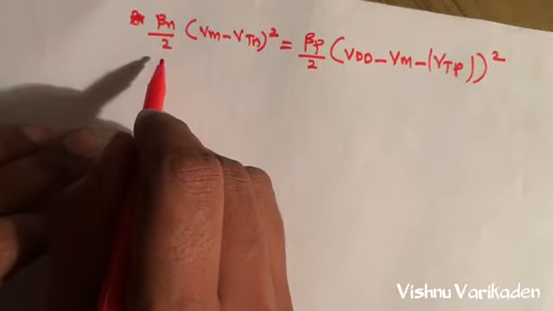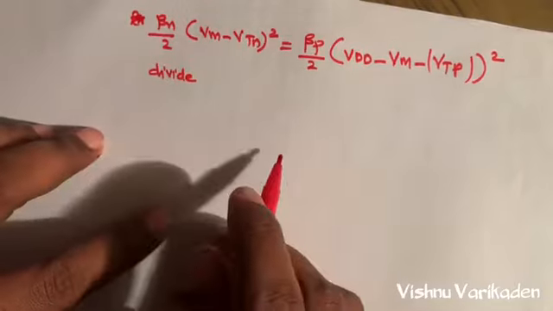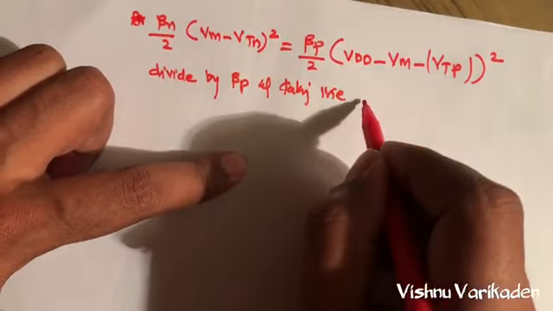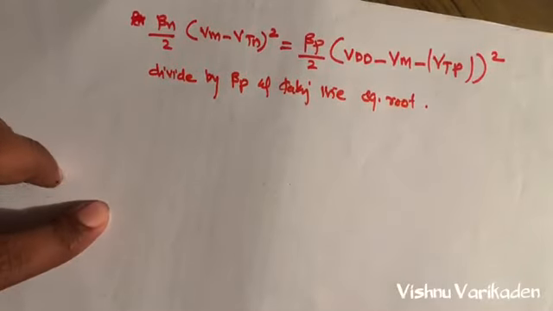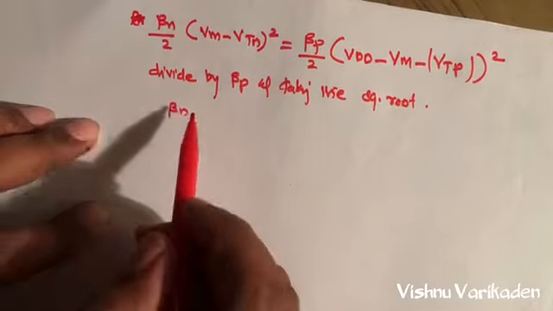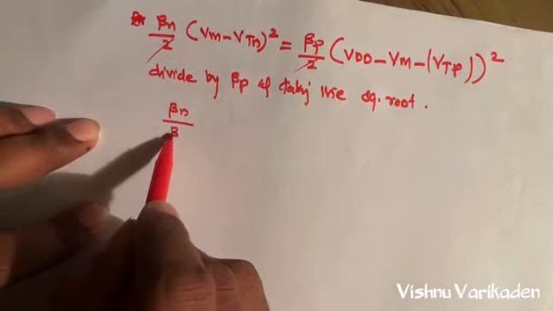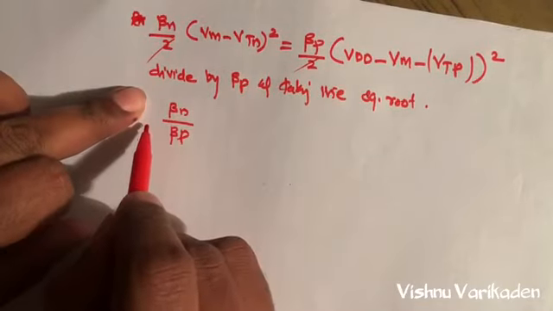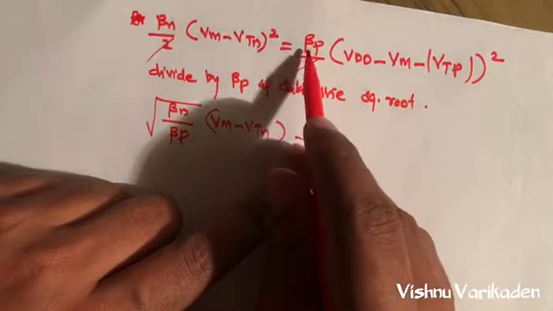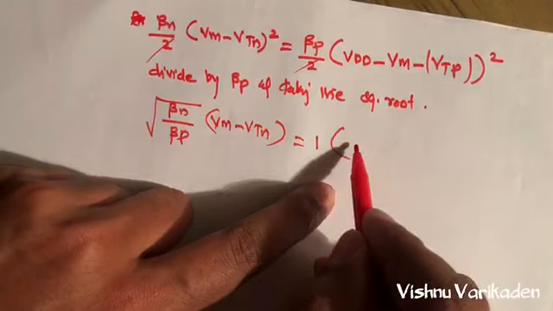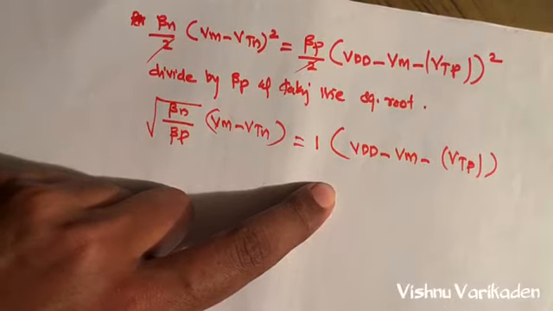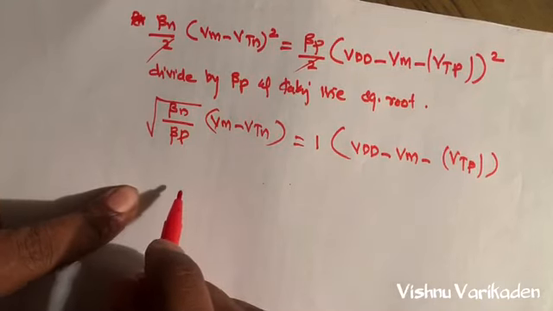Now we divide by beta p and take the square root. The factor 2 cancels, so dividing by beta p the equation becomes beta n by beta p. Then taking the square root, the square on VM minus VTN is cancelled by the root. The beta p by beta p is going to be 1, into VDD minus VM minus the mod of VTP.